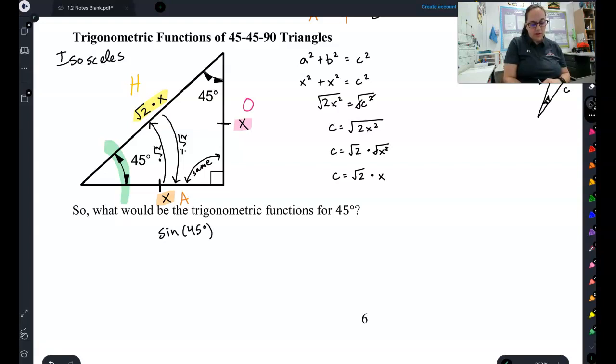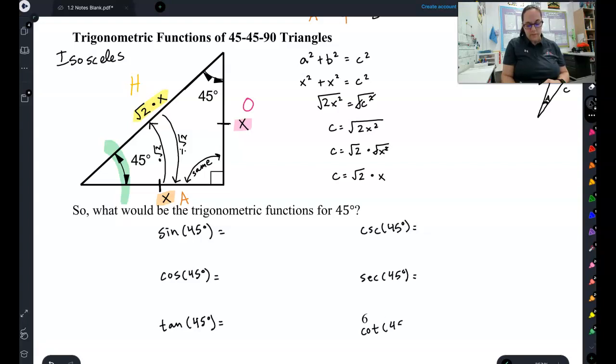So what I want you to do is come down here now and do my 6 trig functions for this angle that I'm focusing on. I'm focusing on that 45. And then we'll take those 6 trig functions and flip them to get the other ones.